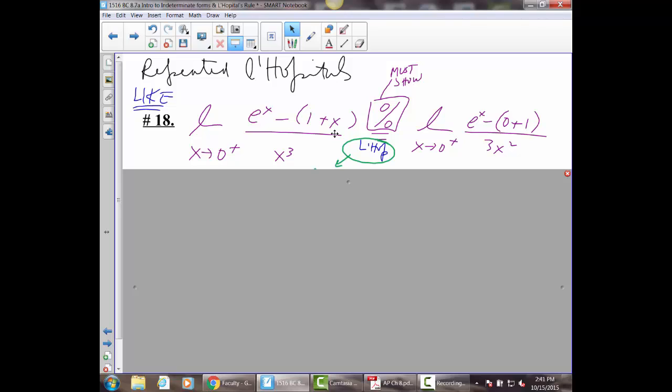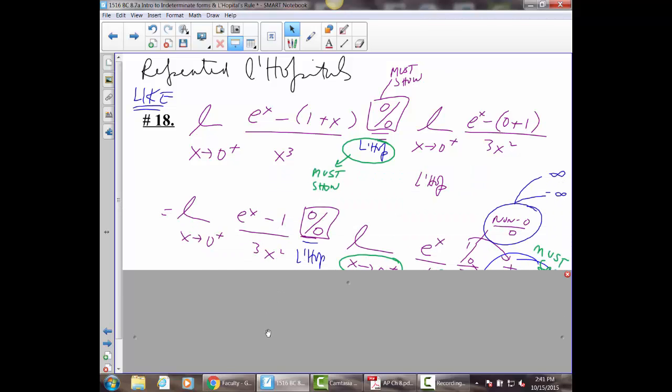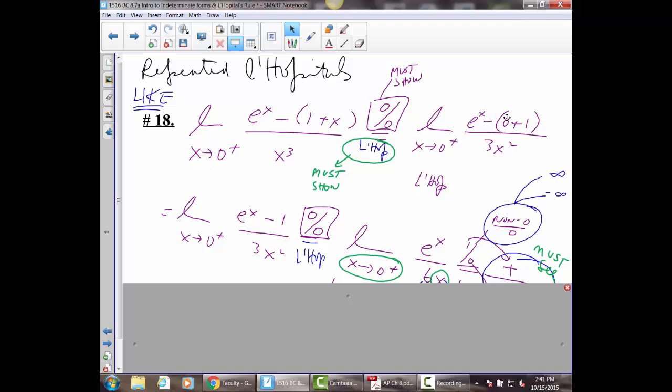The derivative of e to the x is e to the x. The derivative minus parentheses, derivative of 1 is 0, derivative of 1x is 1, derivative of x cubed is 3x squared. Don't forget this is still a limit. From there, you will simplify. That'll be e to the x minus 1 over 3x squared. You'll substitute again. Once again, you'll get 0 over 0. So you end up using L'Hopital's repeatedly.